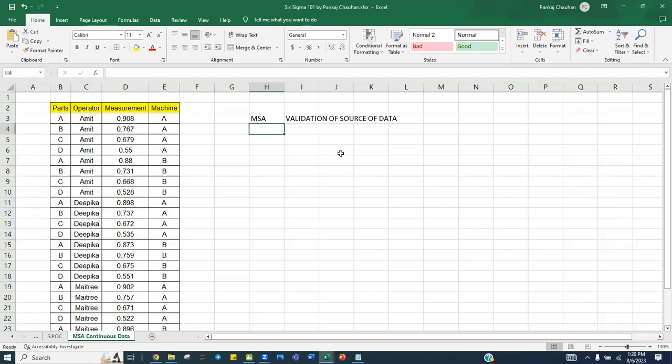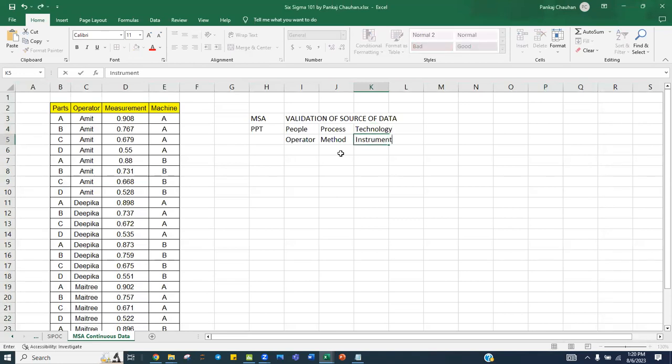The source of the data I was talking about is simple PPT, which is the people: the ones the data is coming from, who are measuring, whom we also call an operator. We have the process or the method we are using to collect the data, or the technology, which is the instrument we are using to collect the data. So we are validating these.